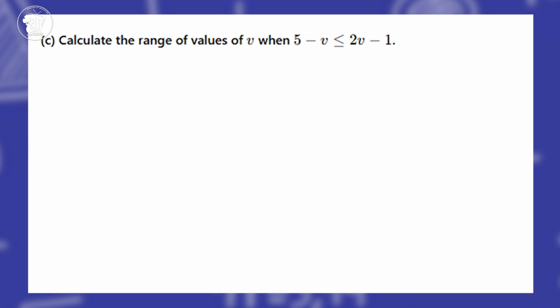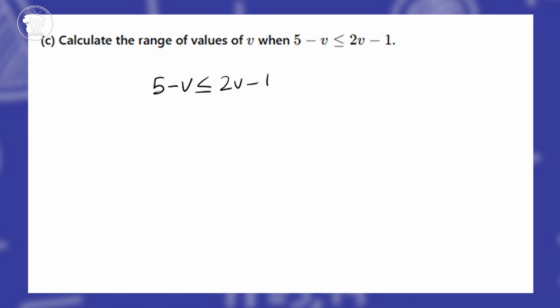The last question says, calculate the range of values of v when we have 5 minus v is less than or equal to 2v minus 1. So let me write it back. 5 minus v is less than or equal to 2v minus 1. So we want to put all the terms with v on the left hand side, and let's carry all the terms with numbers on this side.